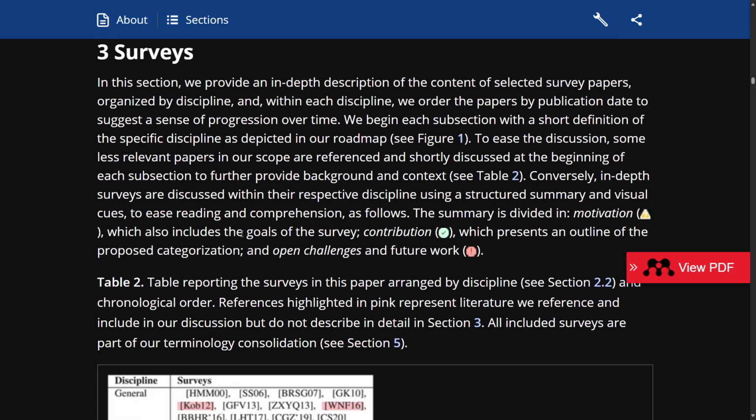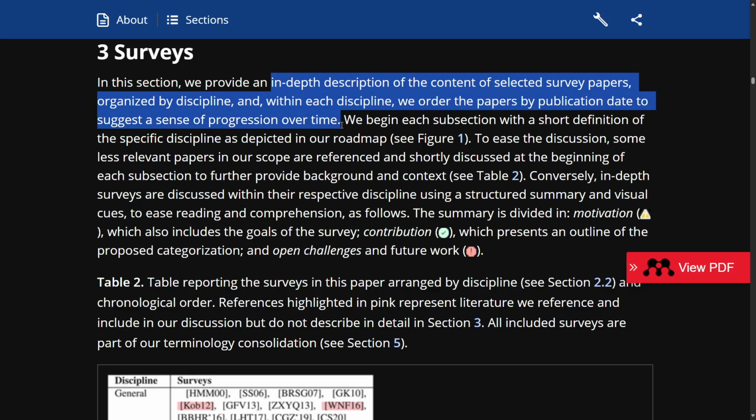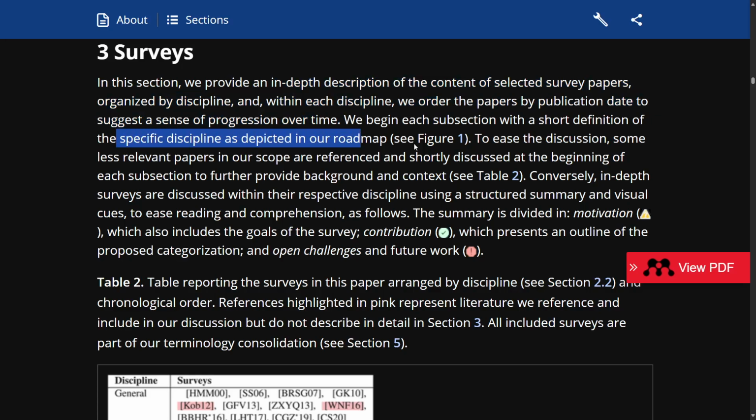3 Surveys. In this section, we provide an in-depth description of the content of selected survey papers, organized by discipline, and, within each discipline, we order the papers by publication date to suggest a sense of progression over time. We begin each subsection with a short definition of the specific discipline as depicted in our roadmap, see Figure 1. To ease the discussion, some less relevant papers in our scope are referenced and shortly discussed at the beginning of each subsection to further provide background and context, see Table 2.